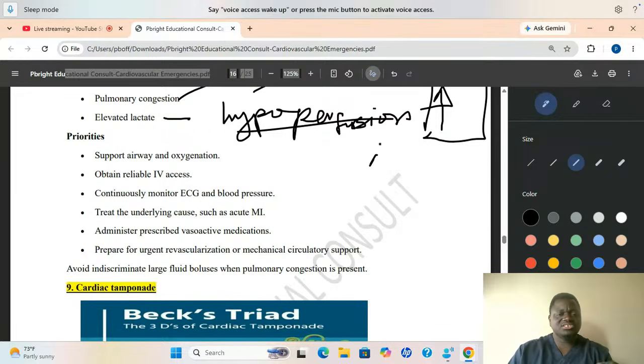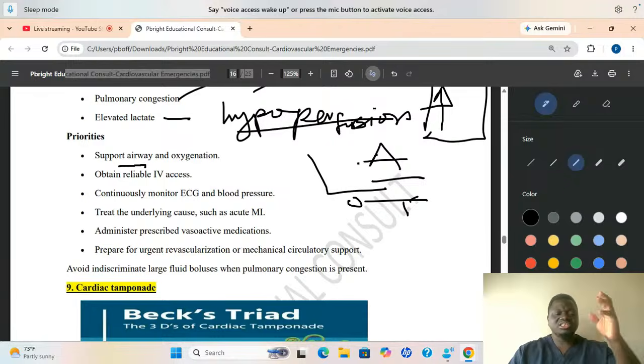Still your ABCs. And the A, maintain airway clearance. Okay, position your patient so that they can breathe well. Will you keep this patient in the supine position? No. Okay, patient will be in the upright position. Okay, then oxygenation will go for the breathing.